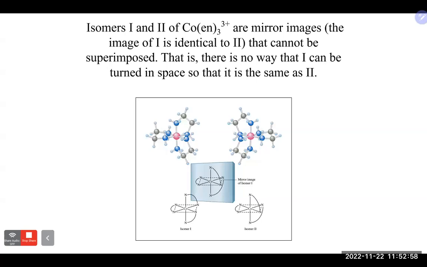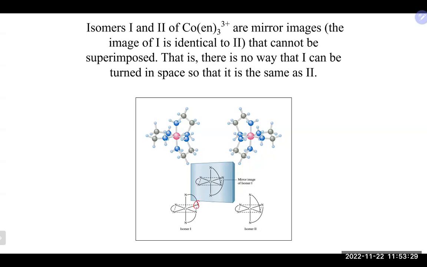If we take a look at the mirror images of some compounds here, isomer 1 and isomer 2 are mirror images, and they cannot be superimposed. It may be really hard to see here, but the difference comes in the reflection.